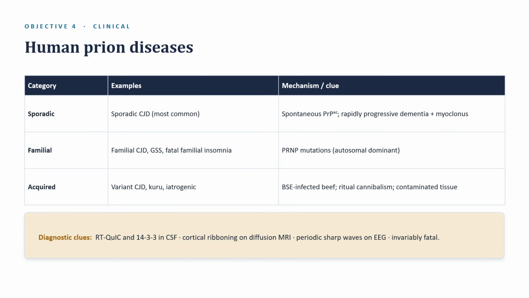The diagnostic clues are in the box. RT-QuIC and the 14-3-3 protein in the spinal fluid, cortical ribboning on diffusion MRI, and periodic sharp waves on EEG. Whatever the cause, prion disease is relentlessly progressive and invariably fatal.